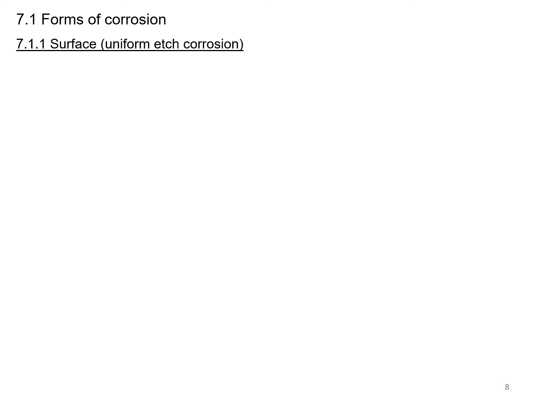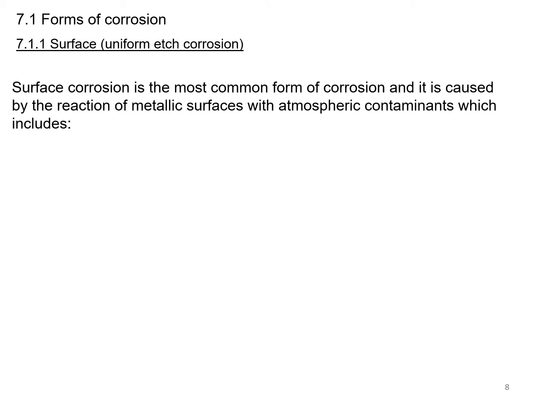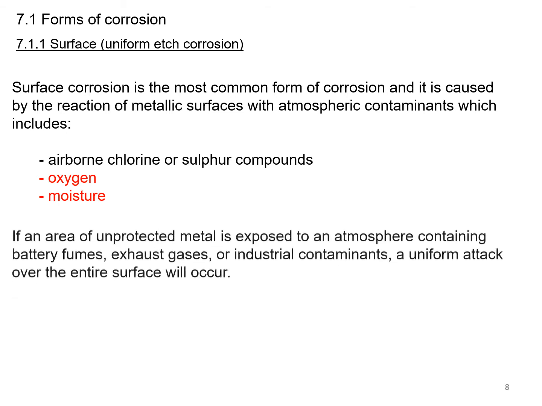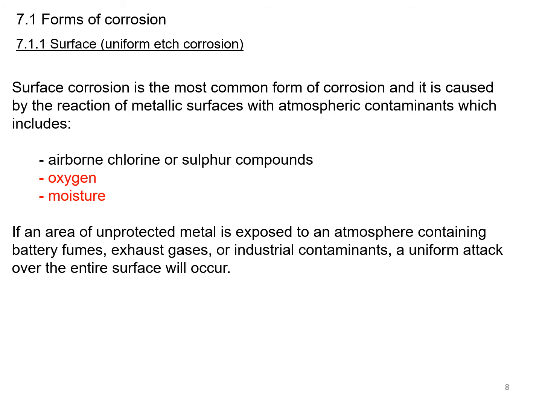7.1.1 Surface or uniform edge corrosion. Surface corrosion is the most common form of corrosion and is caused by the reaction of a metallic surface with atmospheric contaminants, which include airborne chlorine or sulfur compounds, of course oxygen, and of course moisture. If unprotected metal is exposed to an atmosphere containing, for example, battery fumes, exhaust gases or industrial contaminants, a uniform attack over the entire surface will occur.